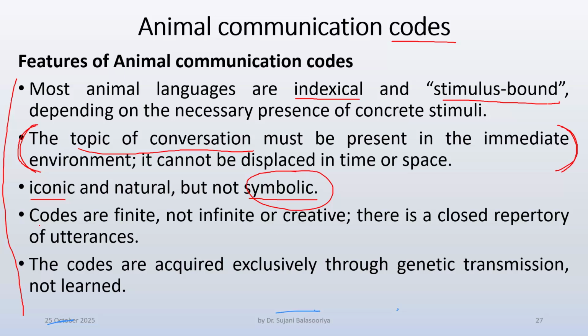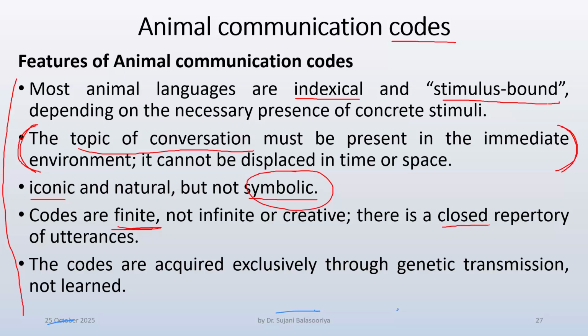Okay. The next point carries another characteristic of animal communication codes. Their codes are finite. Finite means fixed or limited, not infinite or creative. So earlier we talked about the creativity or productivity of language. That is only in relation to human language. Whereas animal languages are finite, limited. They have a limited number of utterances or sound sets. There is a closed repertoire of utterances. Closed means not open, in the sense that new expressions can't be added. Of course, we can't use the word vocabulary to talk about animal communication codes.